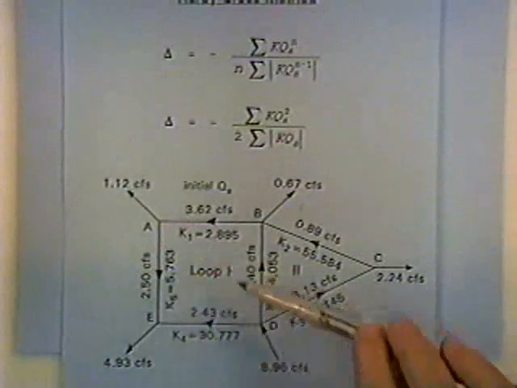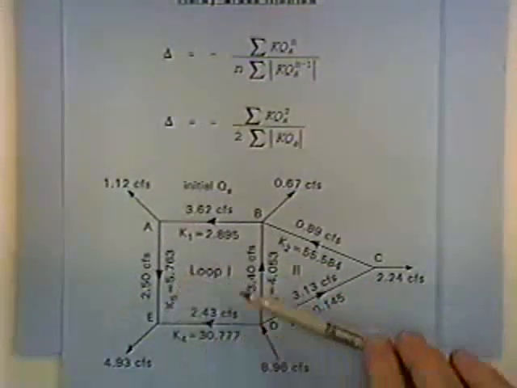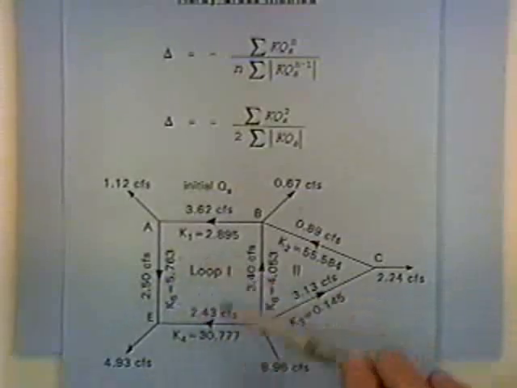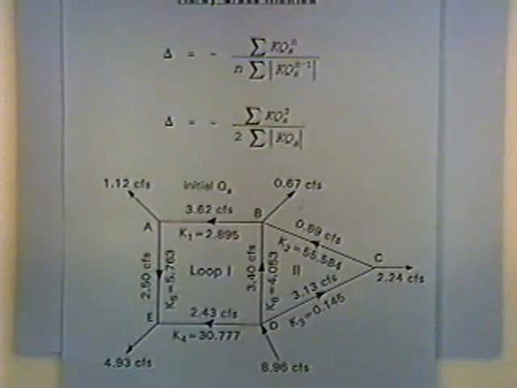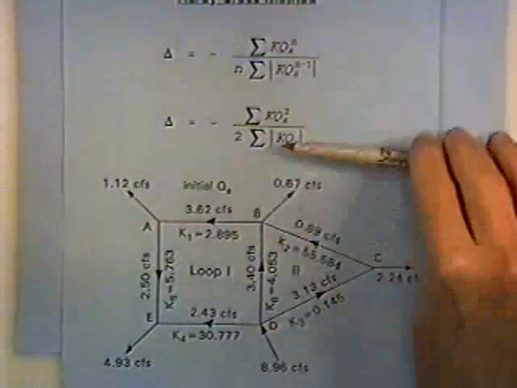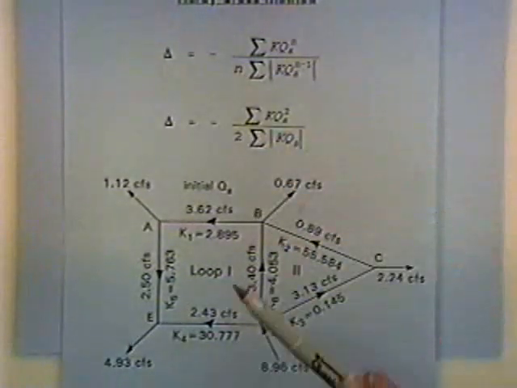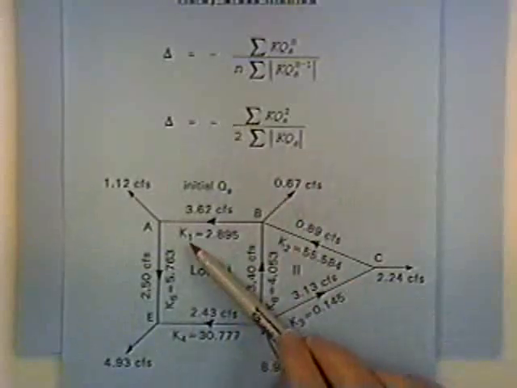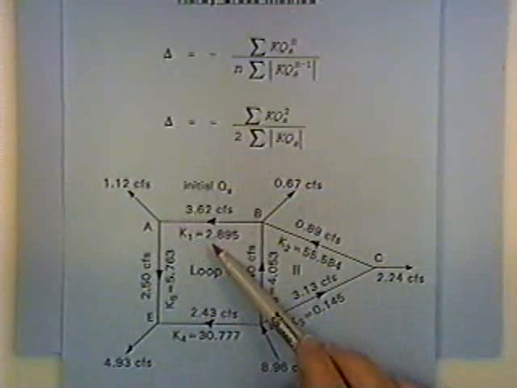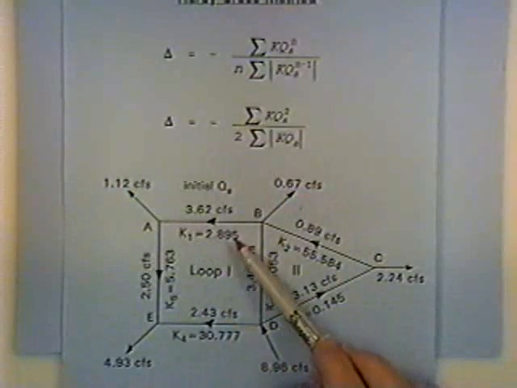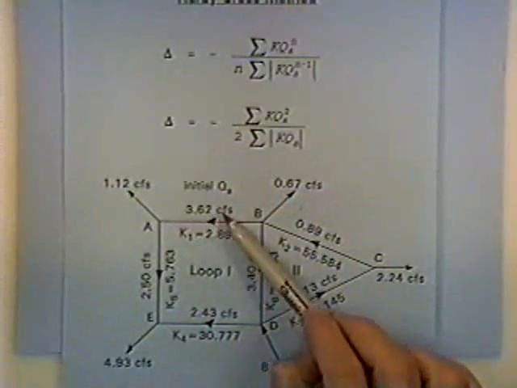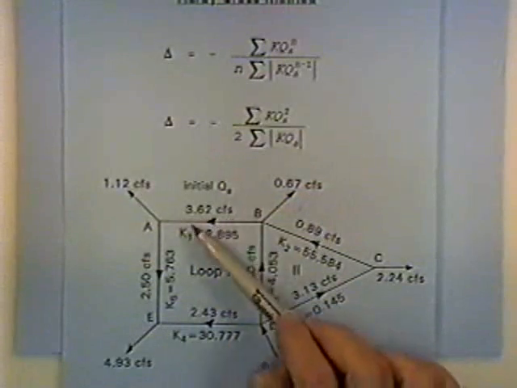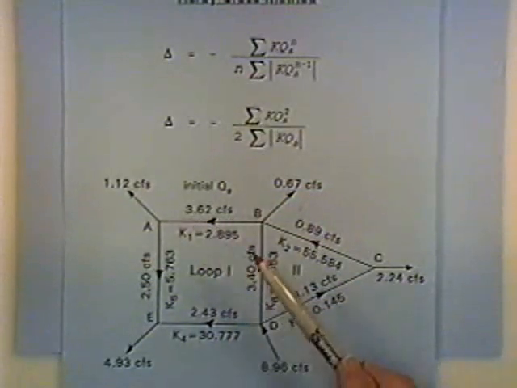The sign convention: clockwise I think we set up as positive, counterclockwise we set up as negative. As long as we're consistent on our sign convention, it could be either way. And so when we write this equation, we're going to put the negative sign where appropriate and then sum them up. So it's going to be K1, which is 2.895, times 3.62 squared, and that's counterclockwise, so it's going to have a negative sign in front of it.